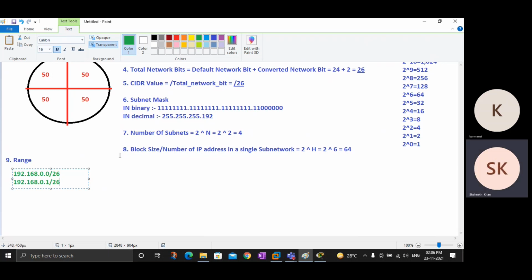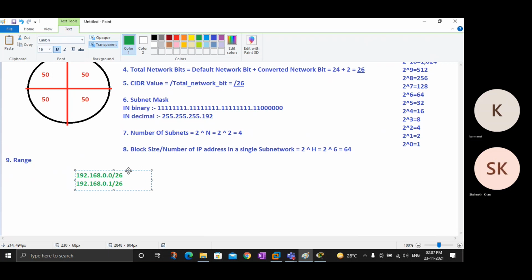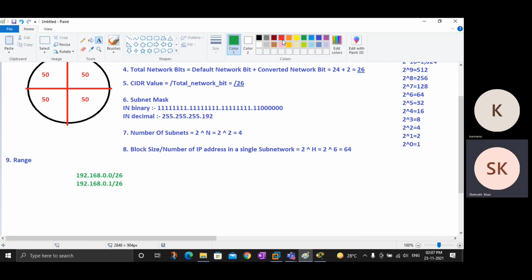So one way is that you can first directly calculate the network address for all the IP addresses. And how do we calculate that part? So let me write it here first.